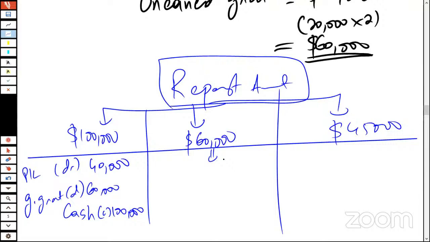Similarly, if you are required to repay 60,000, then you would say cash credited by 60,000 and the government grant is going to be debited by 60,000.